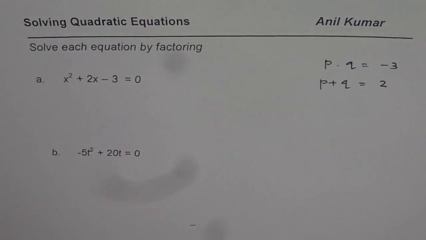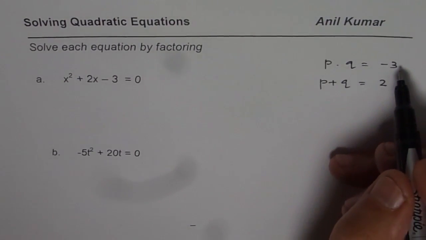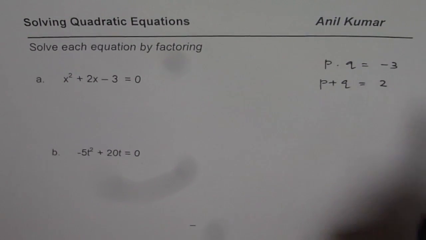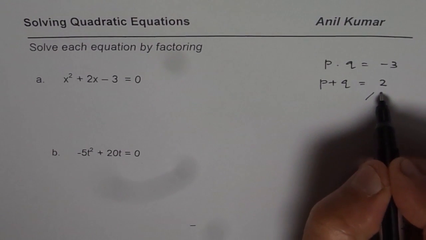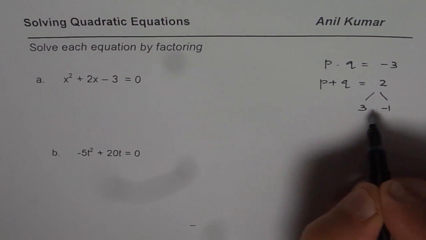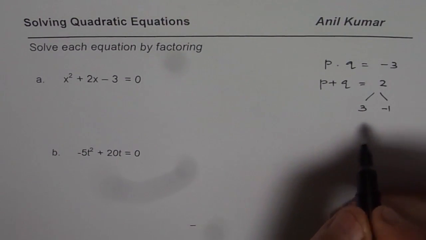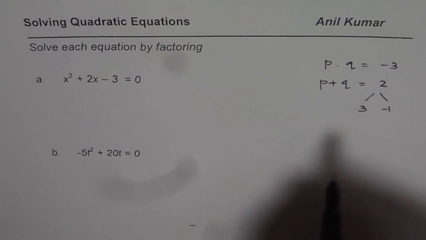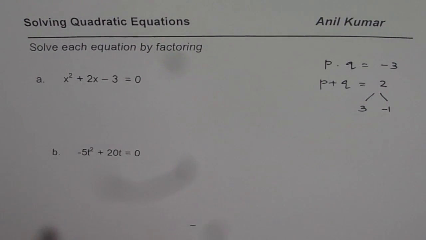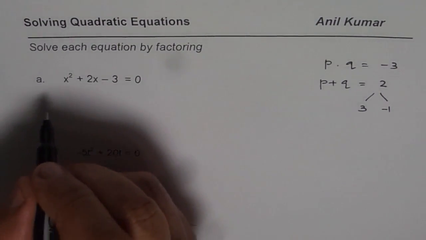Now what are these two numbers? It could be 3 times minus 1, right? So if you have 3 times minus 1, then when you multiply them you get minus 3, and when you add them you get plus 2. So these two numbers can help us factor the given trinomial. So let us factor using these two numbers.